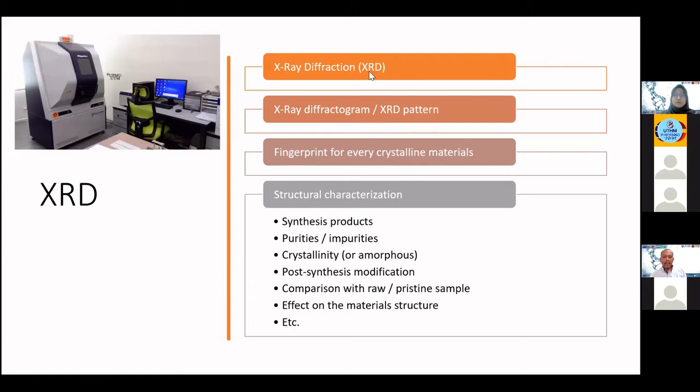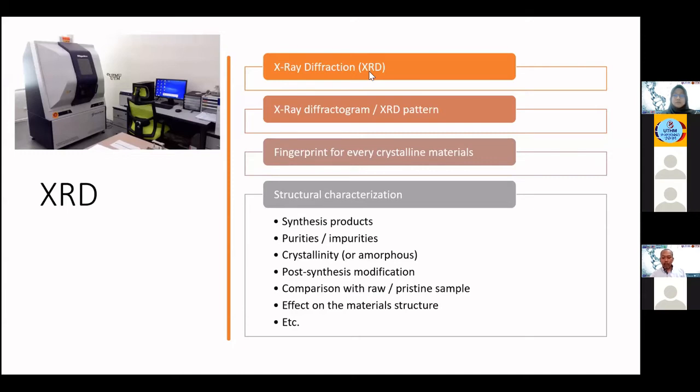And this structural characterization, XRD, can be used to know the structure of the synthesis product. From here, we know the purities or impurities and the crystallinity. The material can be in crystalline form, crystal. The opposite of crystal is amorphous. And then post-synthesis modification. Post-synthesis means that after we synthesize it, we modify it. We modify after we synthesize and want to see what happened to the structure, and compare with the raw or pristine, the original sample.